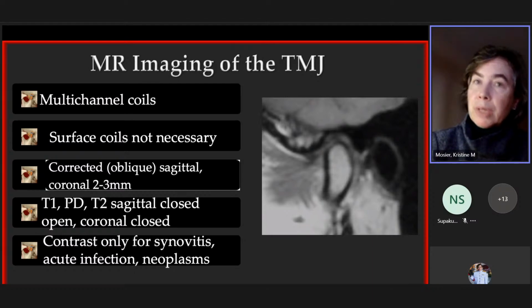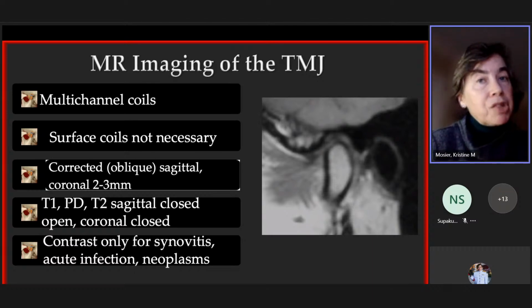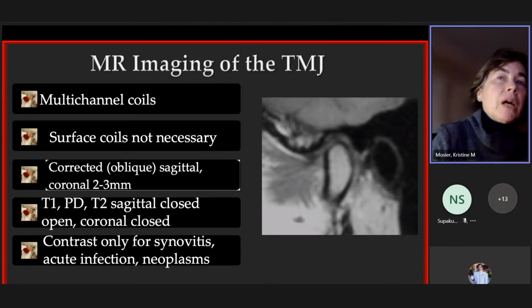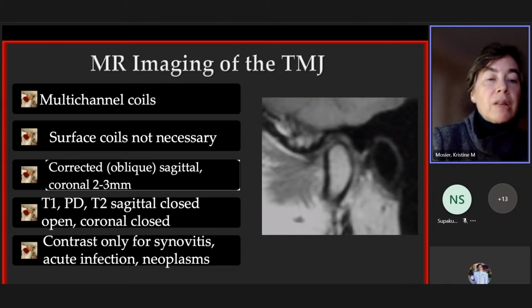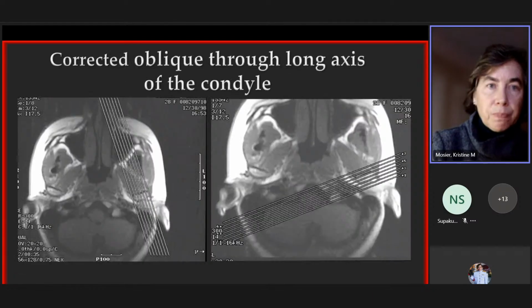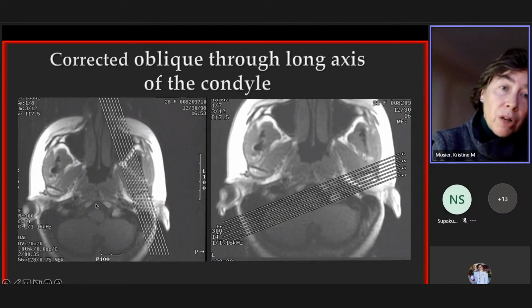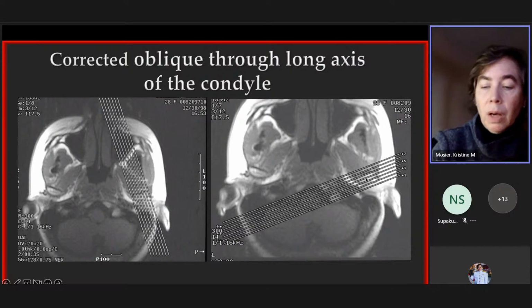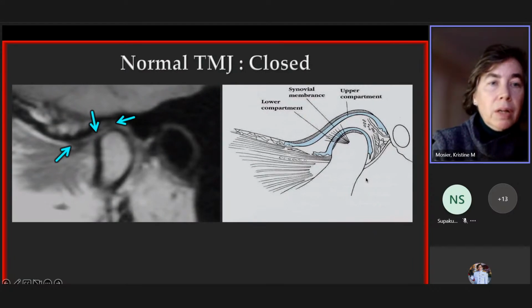We do give contrast pretty routinely because we see a lot of these patients, particularly the pediatric patients, where we are concerned about the degree of synovitis. But really, we're only giving contrast if we have a concern for synovitis, a concern for acute infection, or of course, neoplasms. So just some older images here looking at the orientation. This is how we acquire our sagittal images. This is going to be perpendicular to the long axis of the condyle, and this is how we acquire the coronal images. Those are going to be along the long axis of the condyle.